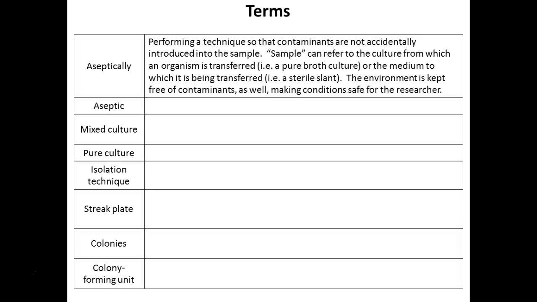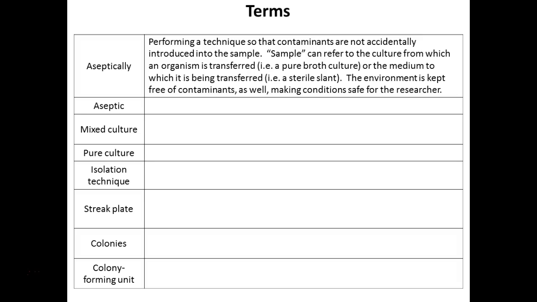So the other thing is that slant and that broth should be sterile media right now. So if you look at them, you should not see any growth, as opposed to that mixed culture. It's nice and cloudy, right? If that was apple juice, would you drink it? Probably not, right? Not a good idea. Your broth tube, right, that you just labeled, it should be clear, right?